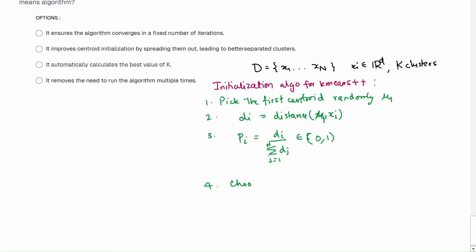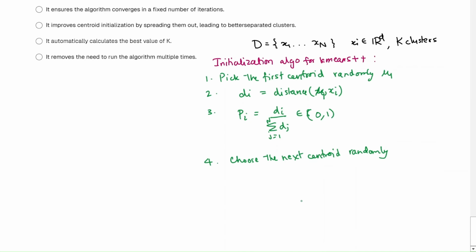So the next idea is to choose the next centroid randomly. And how do you choose it? You choose it randomly, first of all, and it's not uniform random. Instead of uniform random, you have x1, x2 up to xN, and you assign it a PMF, p1, p2 up to p capital N, right? So this is the PMF, or you can say that you are choosing x1 with probability p1, x2 with probability p2, and so on.